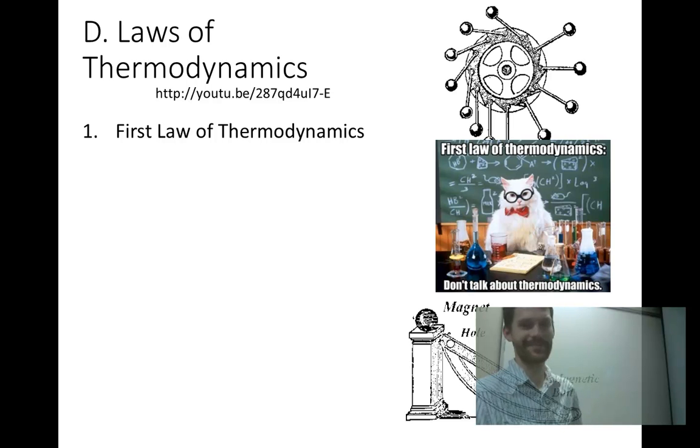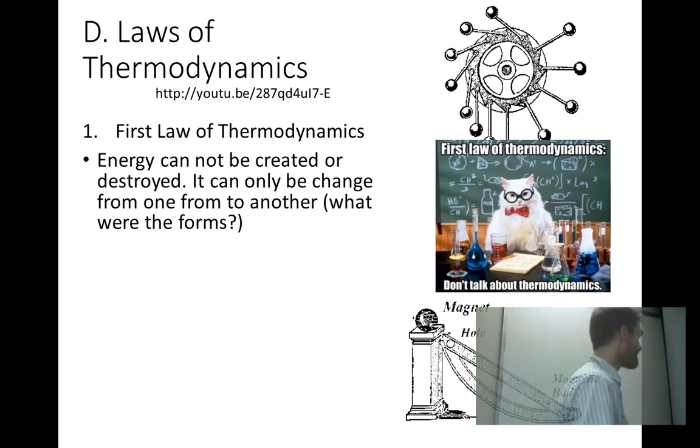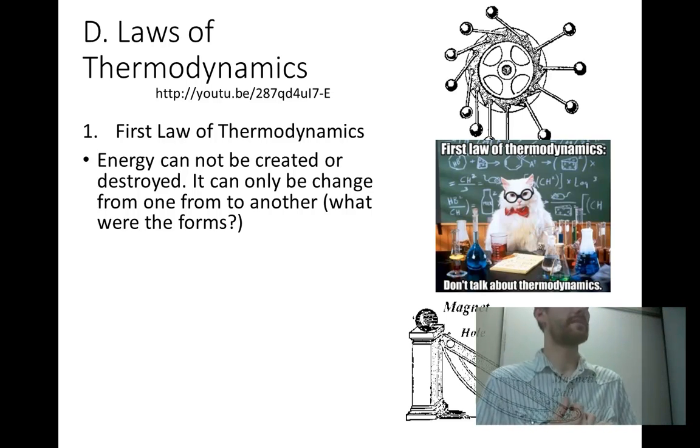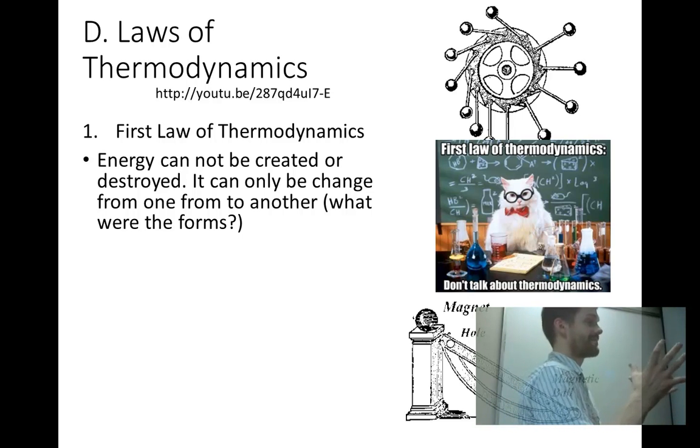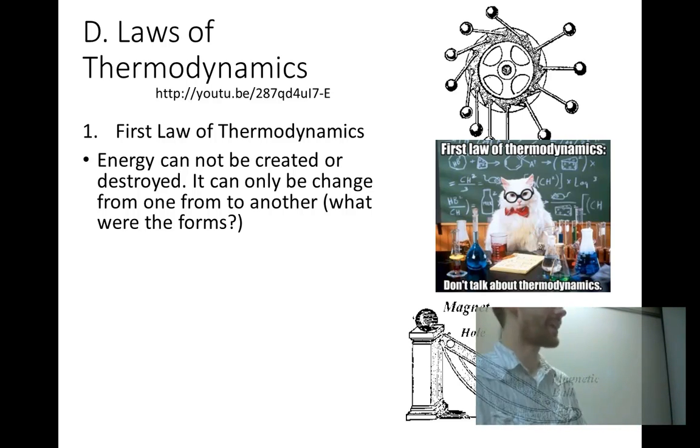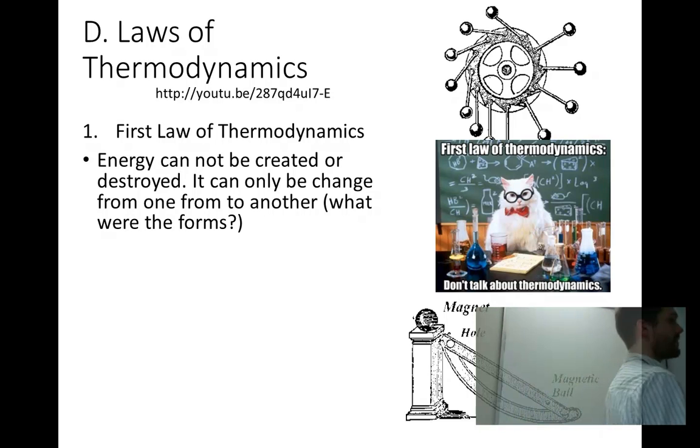Okay. All right. The real law is energy cannot be created or destroyed. It can only be changed from one form to another. So the amount of energy in the universe is finite. There's only so much. You can't make it go away. You can't make it out of nothing. It's there. But you can convert it from one form to another. So what were some of the forms we mentioned before that you can convert things to and from?